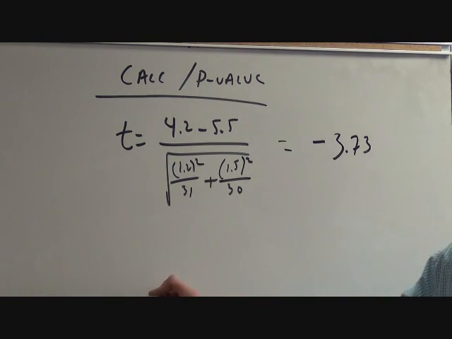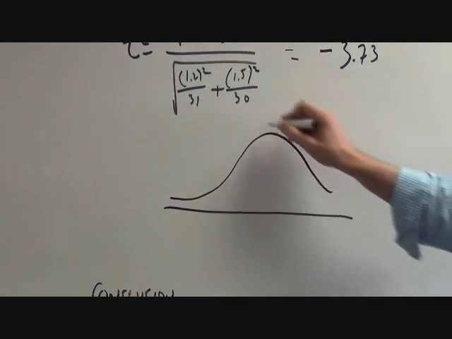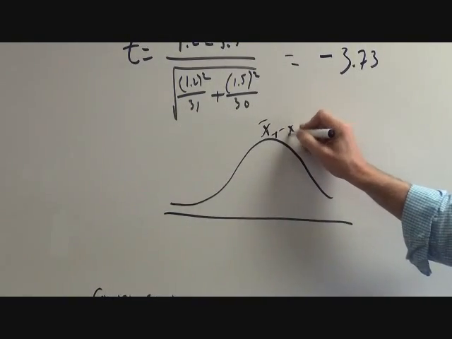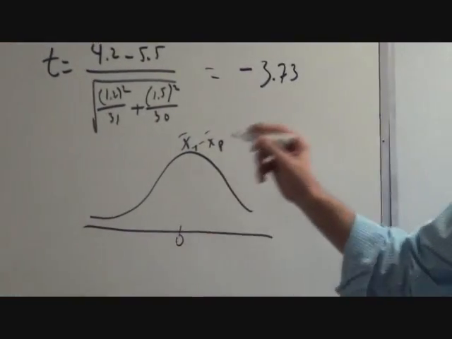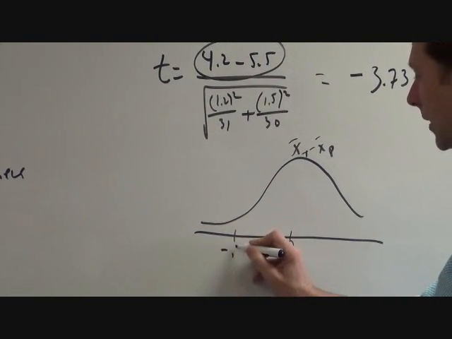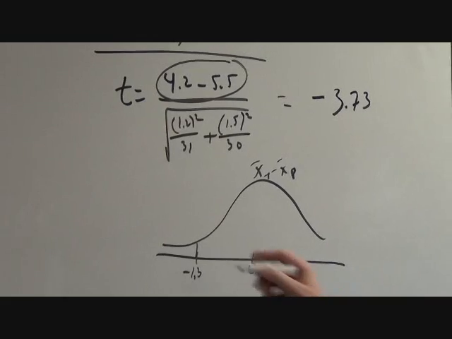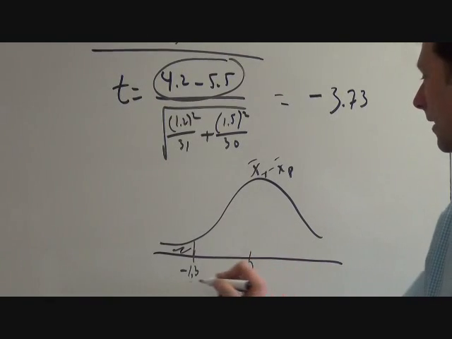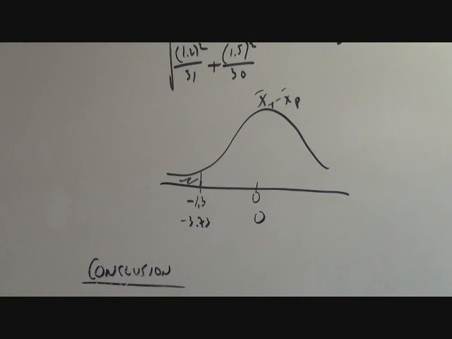Now we draw a picture of this situation. These are all of the different x bar t minus x bar p's. All these differences. Okay, we're going to assume there's no difference. We got a difference of this, negative 1.3. That's what we got when we did our experiment. That turned out to be 3.73 standard deviations away.